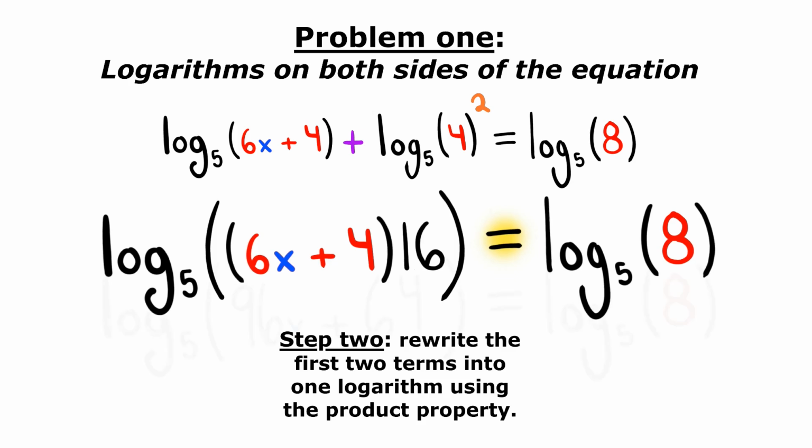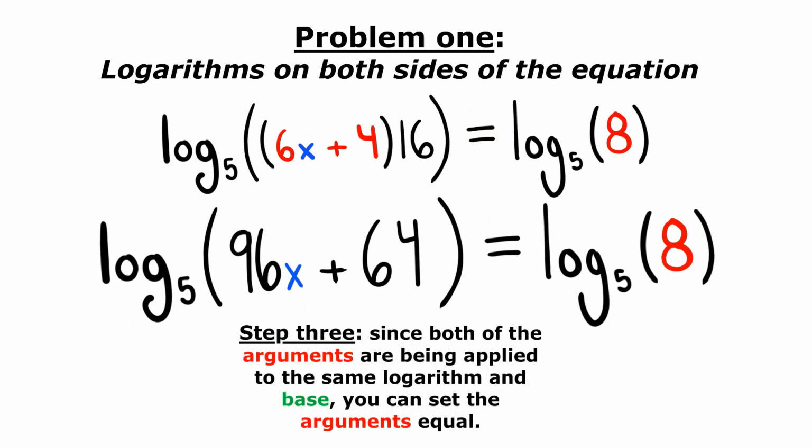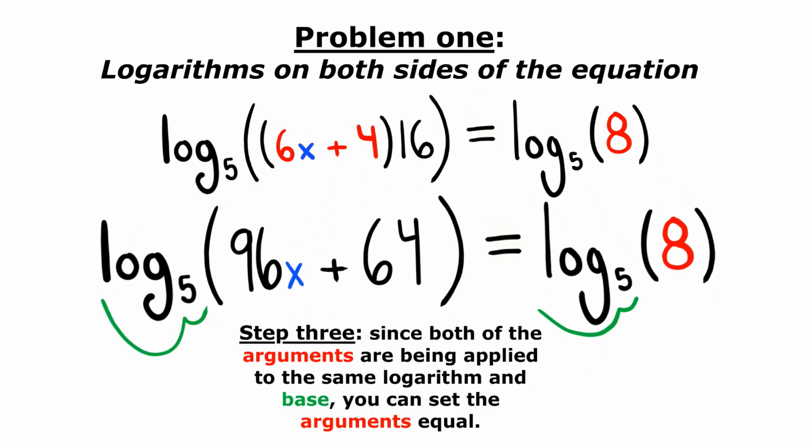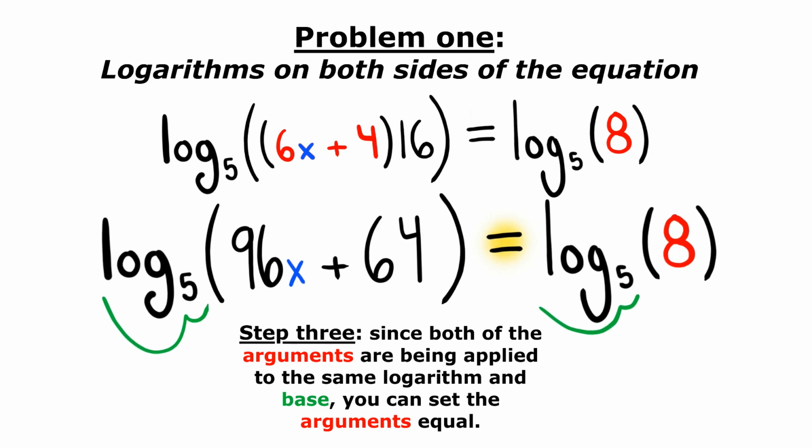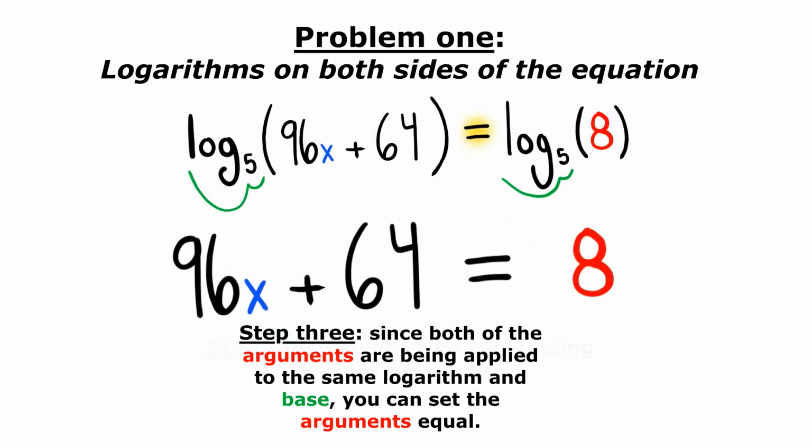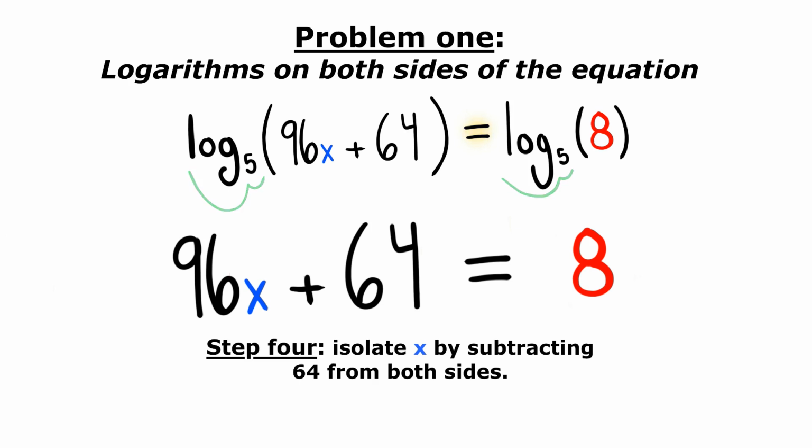Here you can see the point of us combining everything on the left side of the equation is because in step 3, since both of the arguments are being applied to the same logarithm and base, you can set the arguments equal, which is practically just stripping both sides of the logarithms and just solving it like a regular equation. A regular solve for x equation.